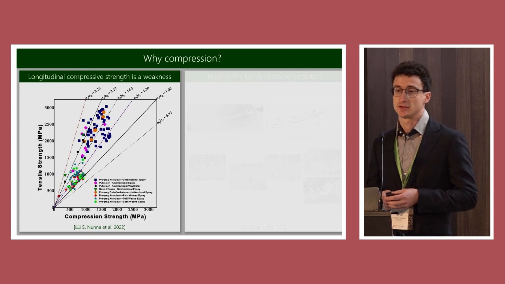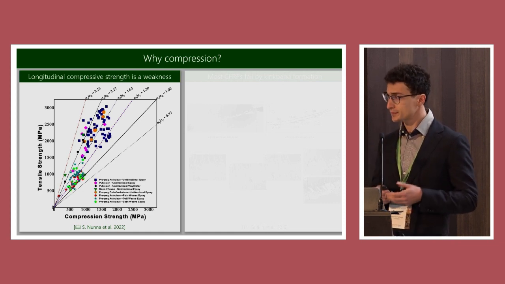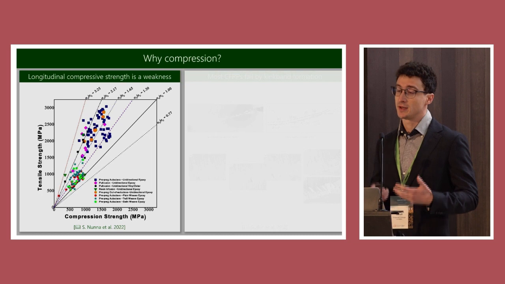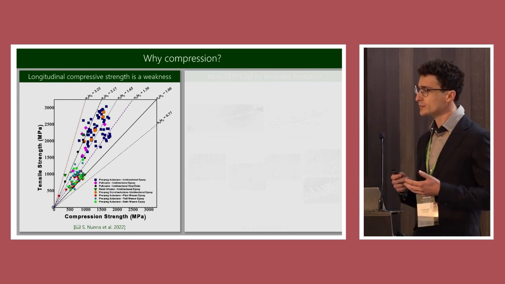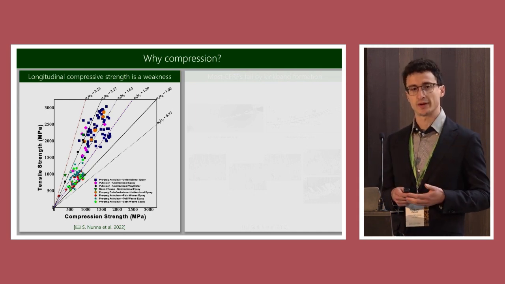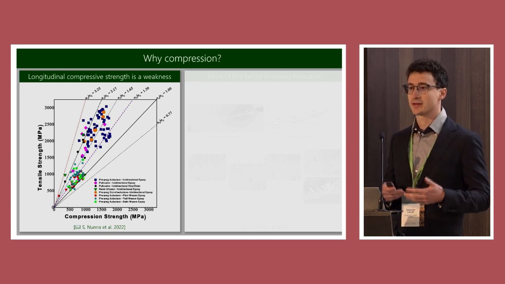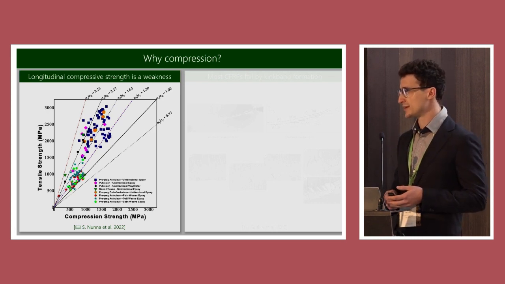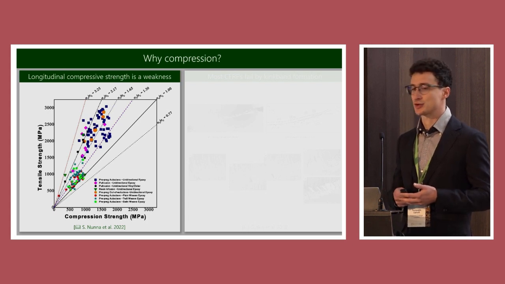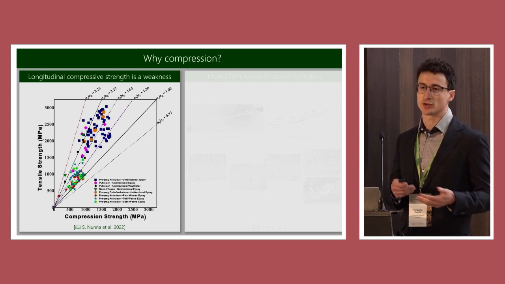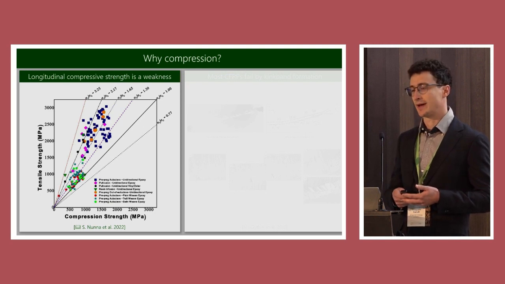So first of all, why study compression? Well, for one thing, because longitudinal compressive strength is a weakness of carbon fiber composites. Here you have a plot from a recent review paper where the compressive strength is compared to the tensile strength, and we are talking about longitudinal properties, of course. As you can see, the strength for all unidirectional carbon fiber composites under compression is always lower than the tensile one, and in some cases it can be much lower.